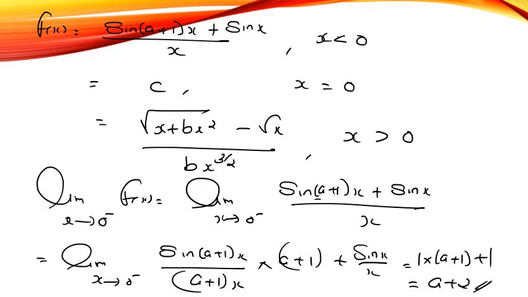What is f of 0? f of 0 is c. Now limit x tends to 0 plus f of x is equal to limit x tends to 0 plus what is f of x?